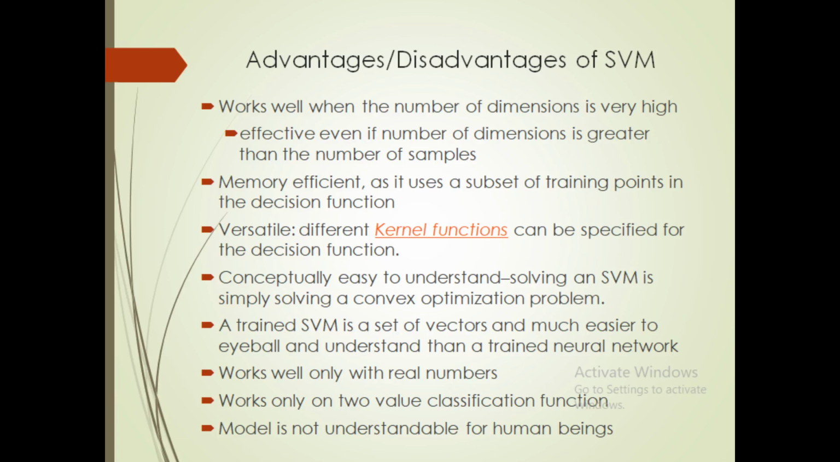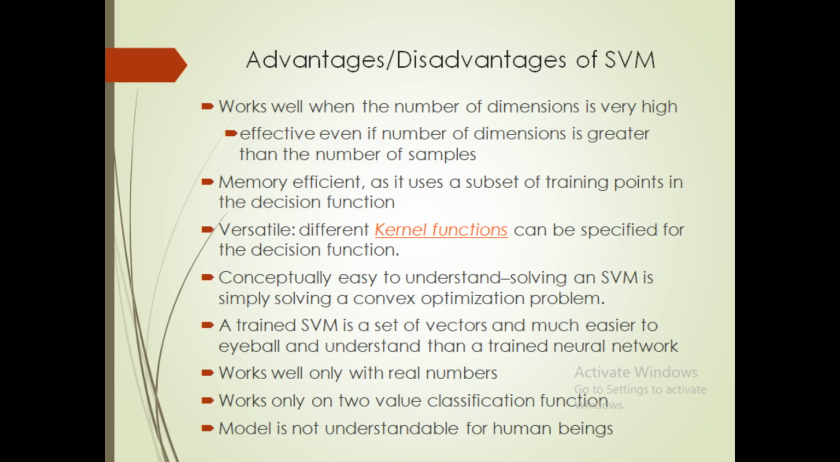The major disadvantage of having an SVM is that it works well only with real numbers. If we don't have real numbers as input, then we cannot apply an SVM. Another disadvantage is that it works only on a two-value classification function. That is, if you have only a binary classification problem, then only we can solve it. If you are provided with 3 or 4 classes, then we can have a cascading of SVMs and then solve it.